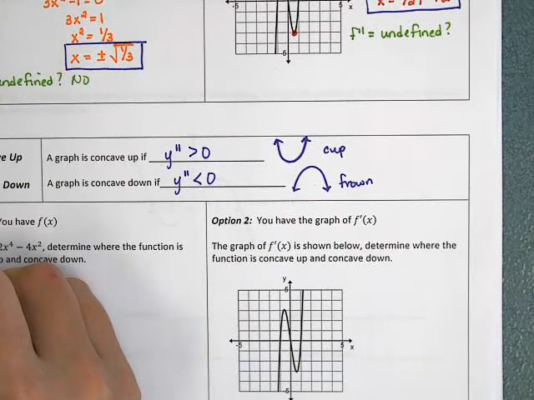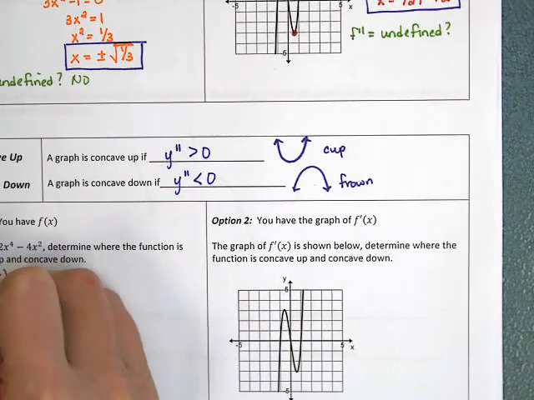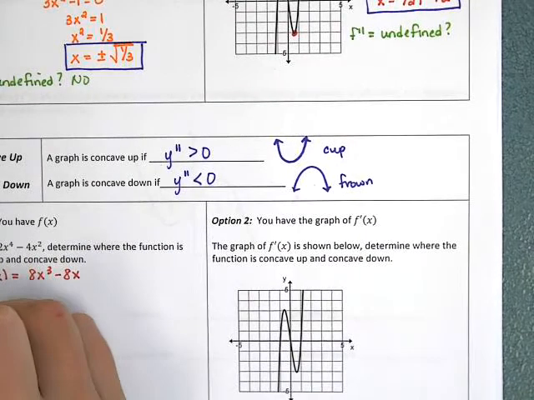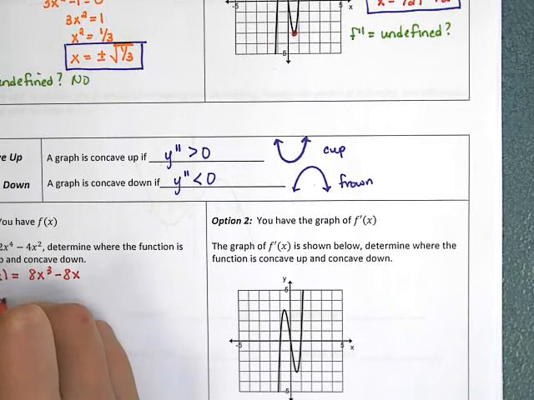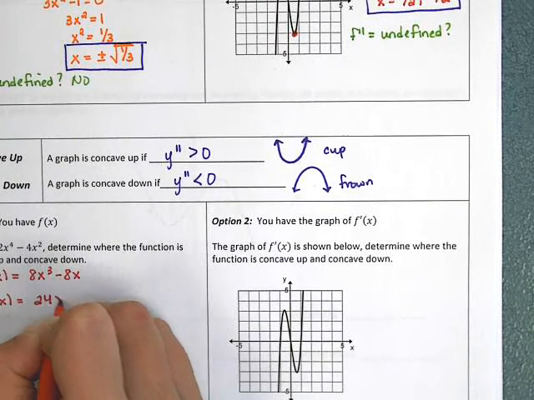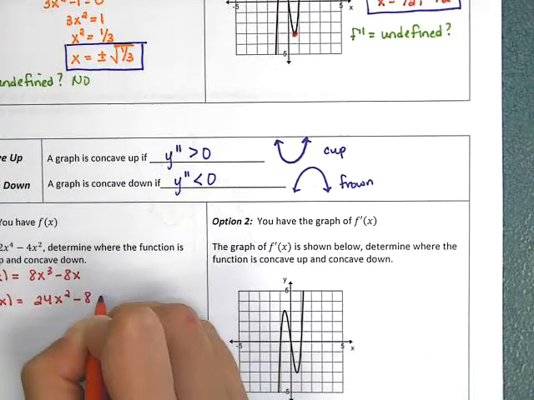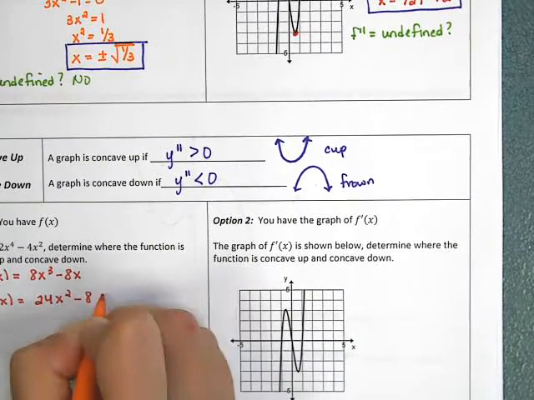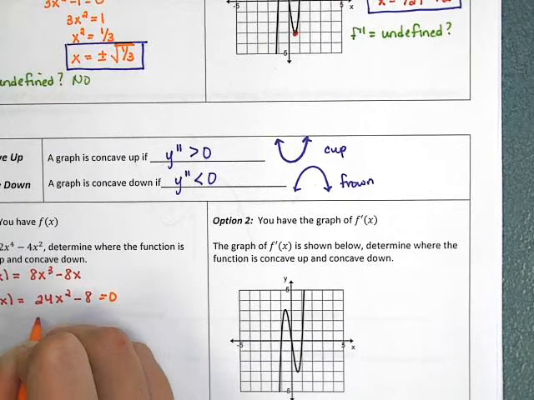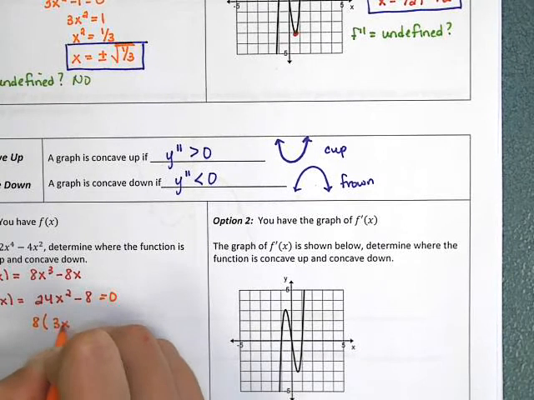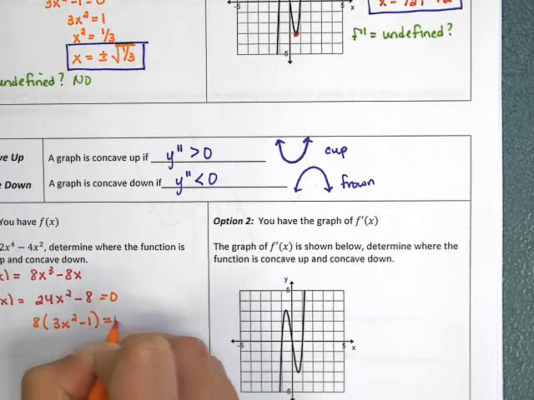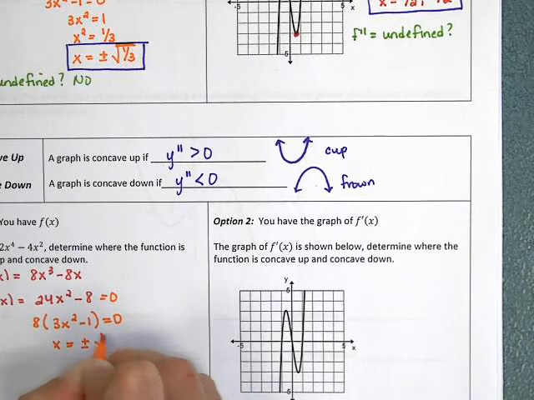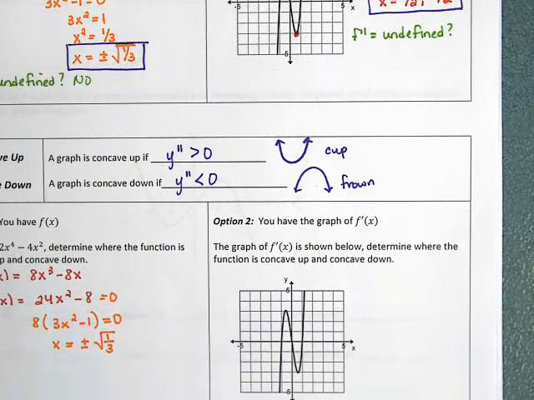First, you would find the second derivative. So the derivative would be 8x cubed minus 8x, and the second derivative would be 24x squared minus 8. We would make that equal to 0, just like we did in the other problem, which means we would have 8 times (3x squared minus 1) equals 0. And we saw just above here that that means x equals plus or minus the square root of 1/3.